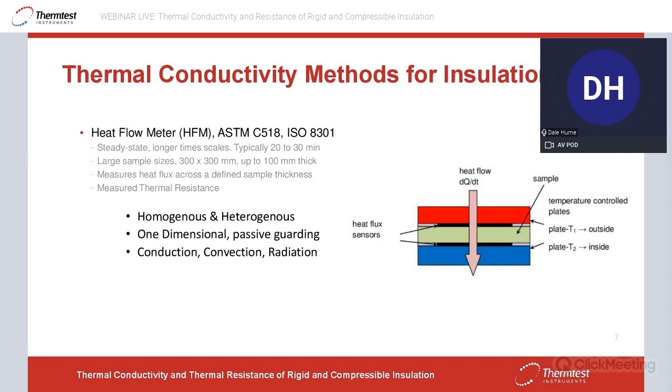It is a passively guarded system. So the distance from the flux sensor in the plate to the edge of the sample provides passive guarding such that the heat penetrating from one plate to the other is one-dimensional. So for the measurement of resistance, if you have effects of conduction, convection, or radiation, you're going to see that in your measured resistance value. And resistance is the proper way to measure that.